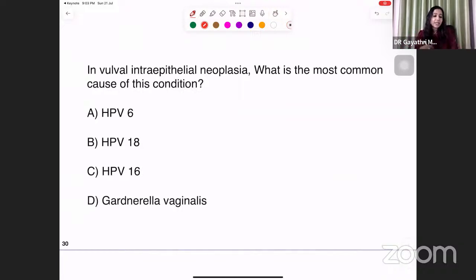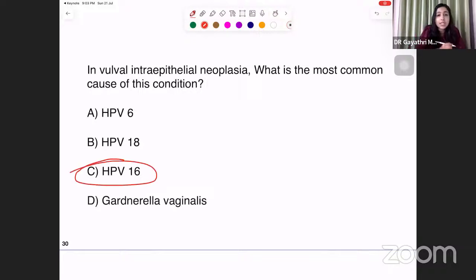In vulval intraepithelial neoplasia, what is the most common cause of this condition? It's a direct question. The most common organism is HPV. Among HPV, most common is HPV 16, followed by 18. So again, CA cervix, vulval cancer, even the CIN, all these things, the most commonly implicated causative organism is your HPV infection. That is why the vaccine is very important.